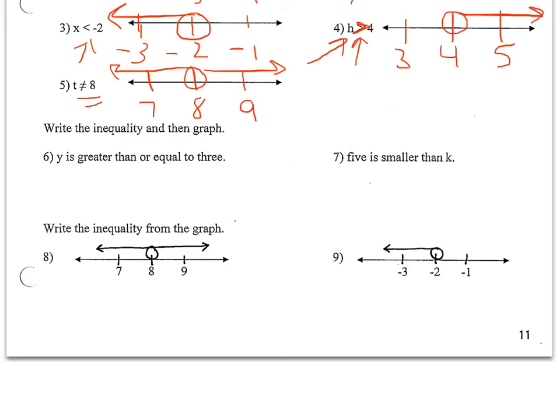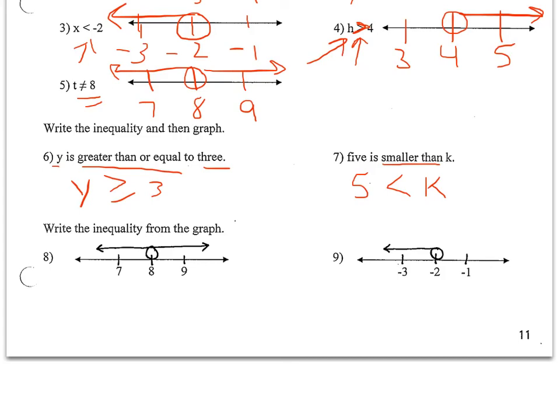6 and 7, writing inequalities from word problems. So I have y greater than or equal to 3. So the order that's written is the order that I write it. Number 7, 5 smaller than k. Smaller than would be less than k.